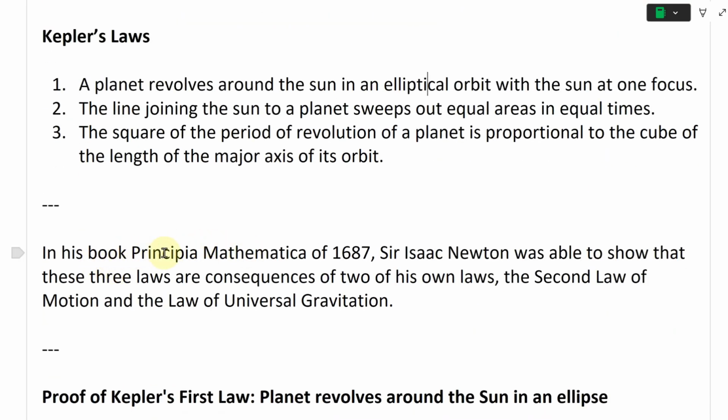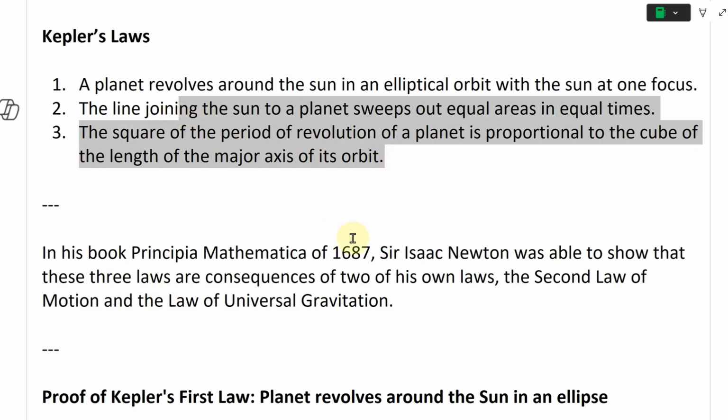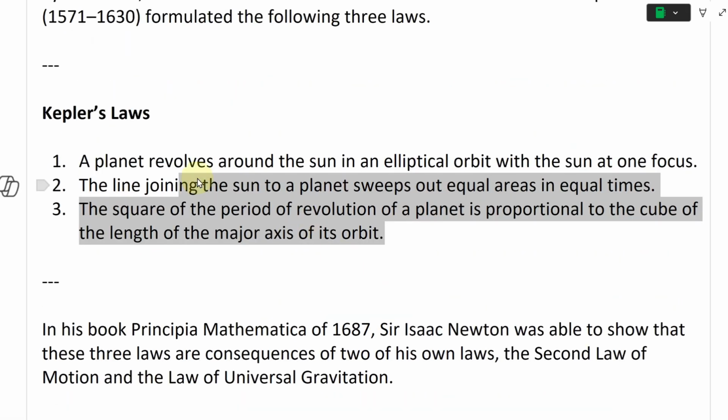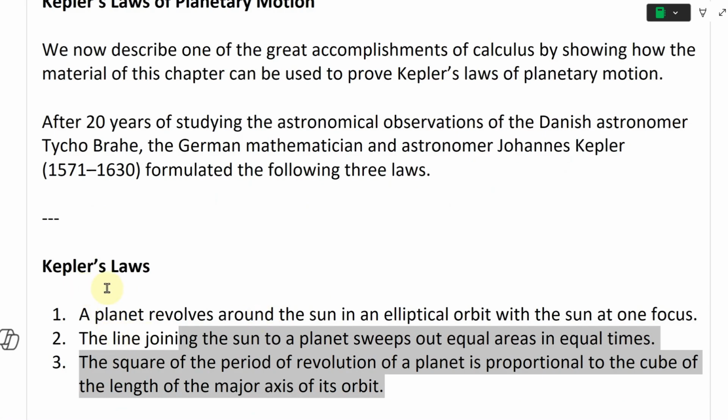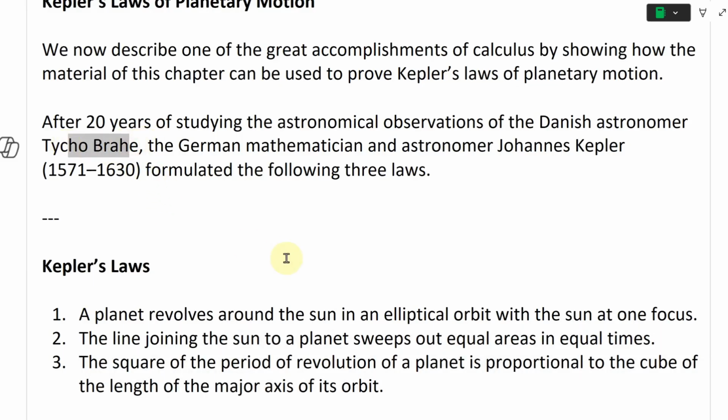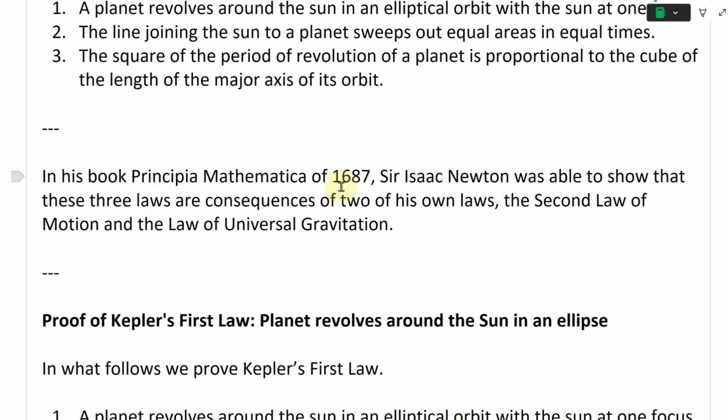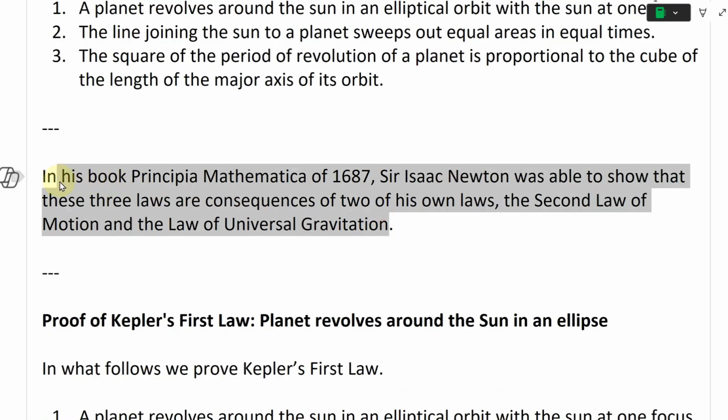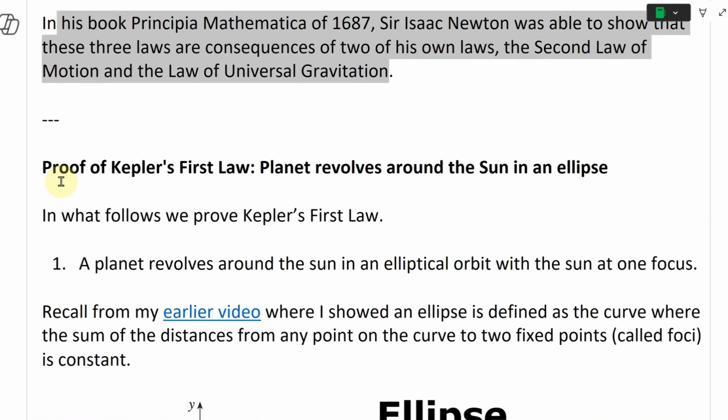In his book Principia Mathematica of 1687, again, Sir Isaac Newton is everywhere. He was able to show that these three laws are just consequences of two of his own laws: the second law of motion, F equals ma, and the law of universal gravitation. So he can actually derive these, which Johannes Kepler derived just from astronomical data from Tycho Brahe, and then Newton says, hey, I can actually prove that just by mathematics. Quite fascinating stuff. So let's go further.